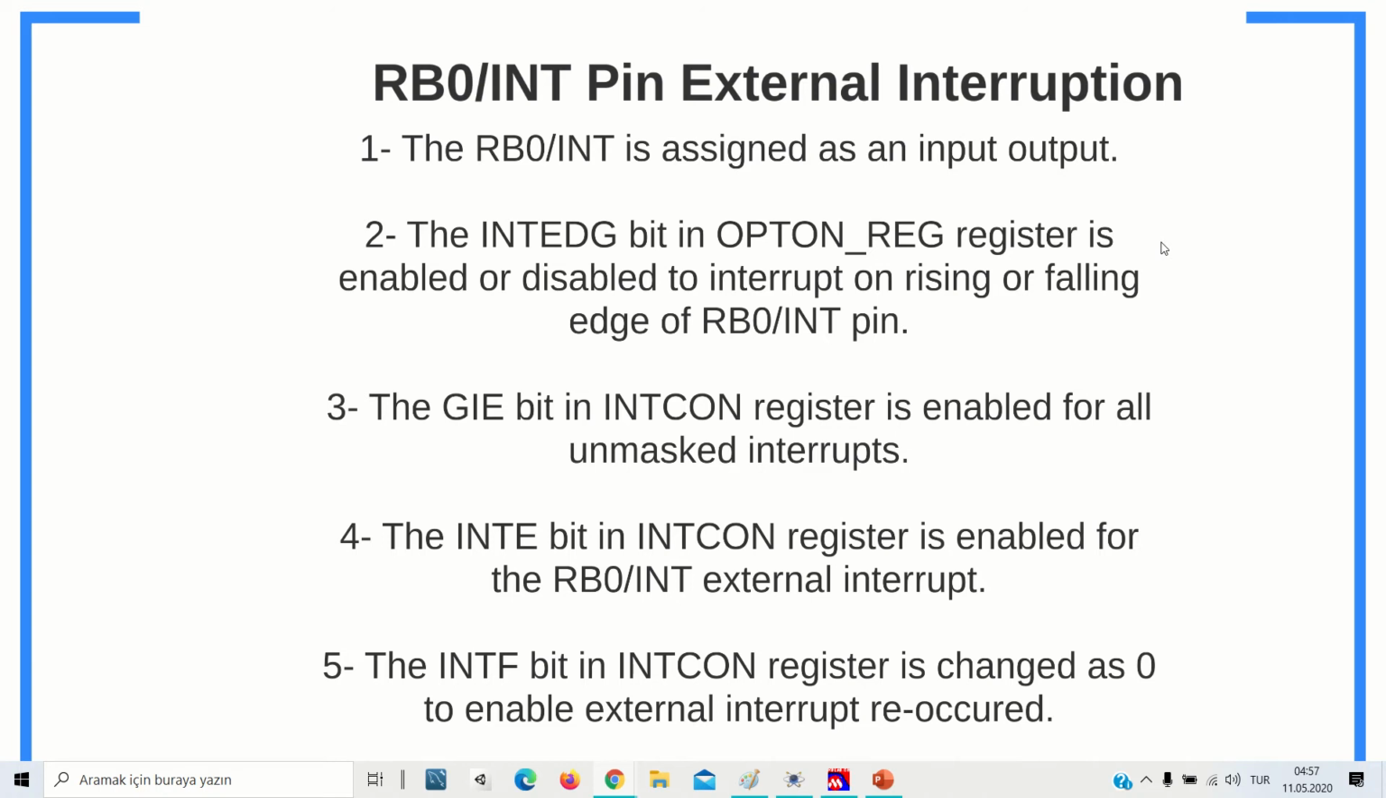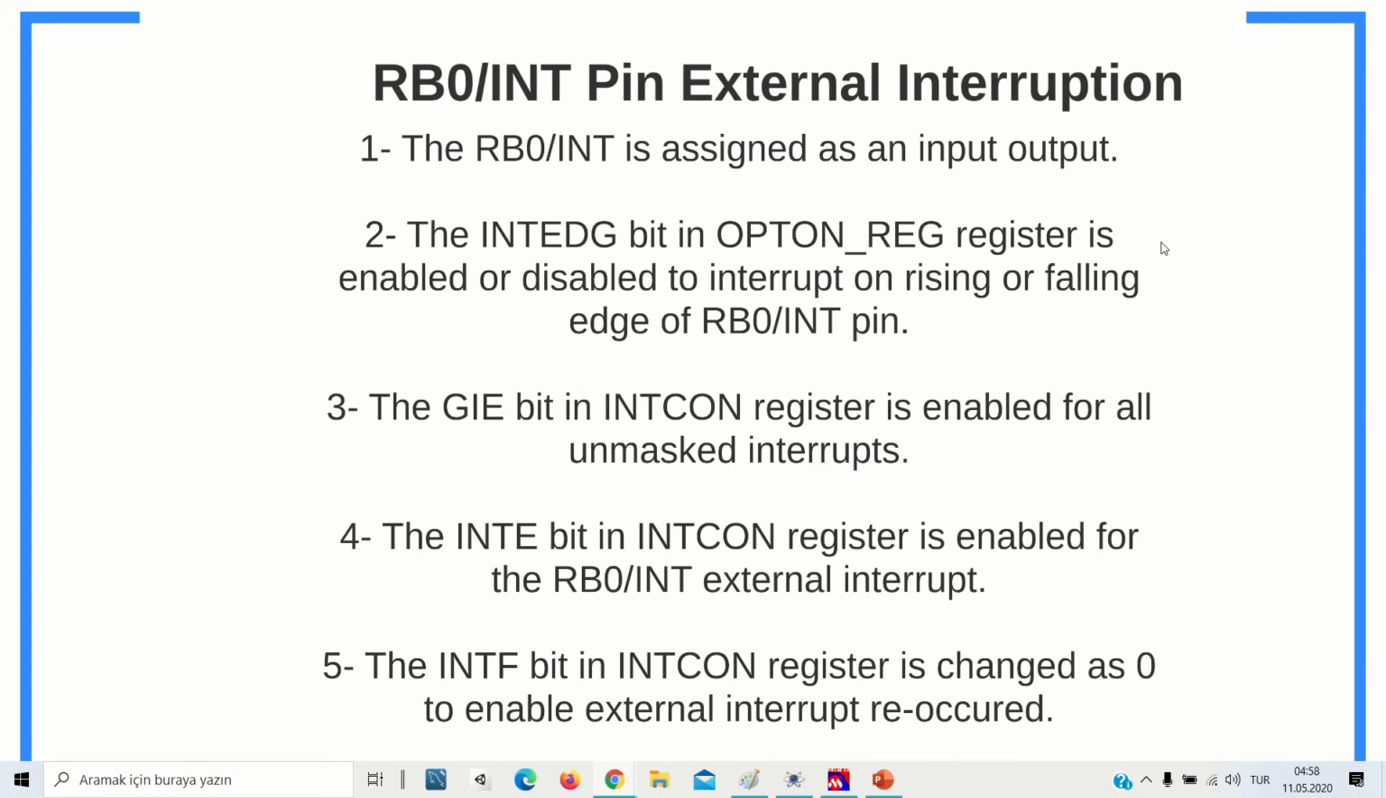How can we apply the external pin interruption in our microcontroller? We have to follow 5 stages. The first one is that RB0 is assigned as an input. As you know, we usually assign port B as output, but in this case we are going to assign it as input rather than output.